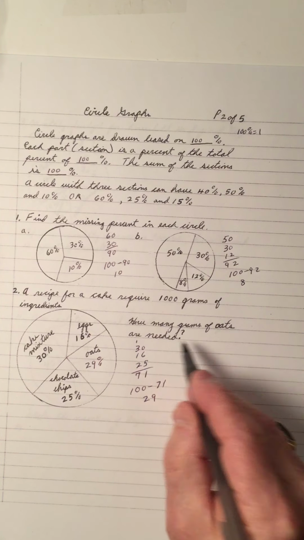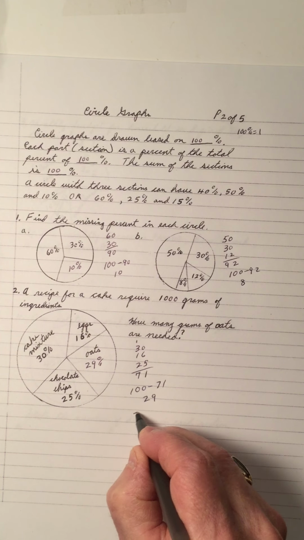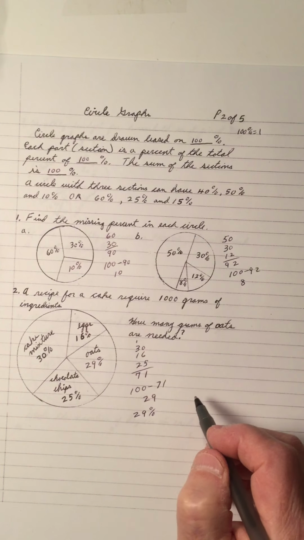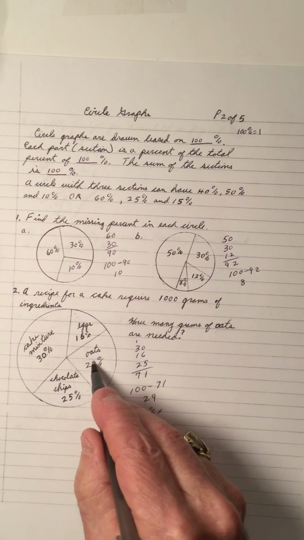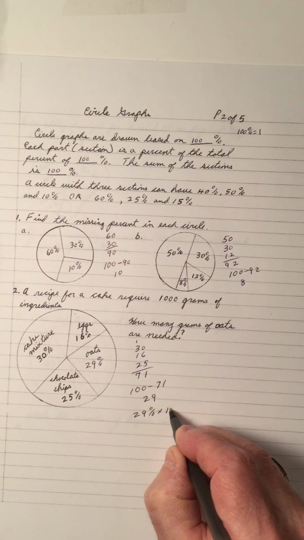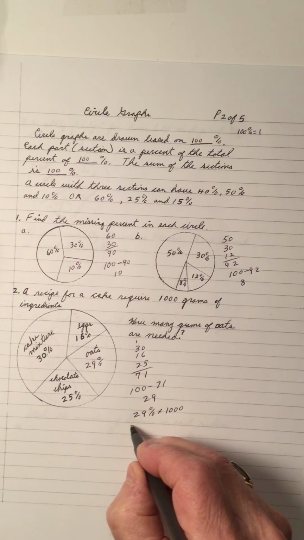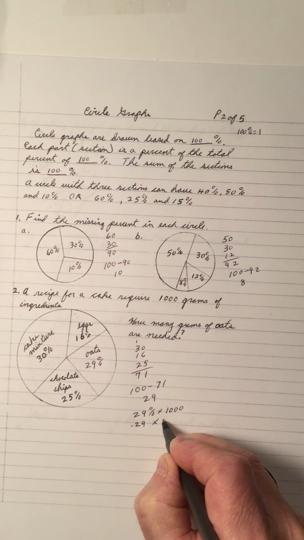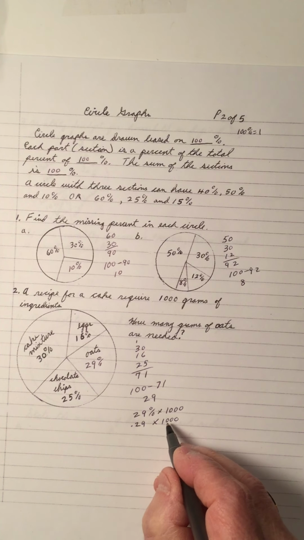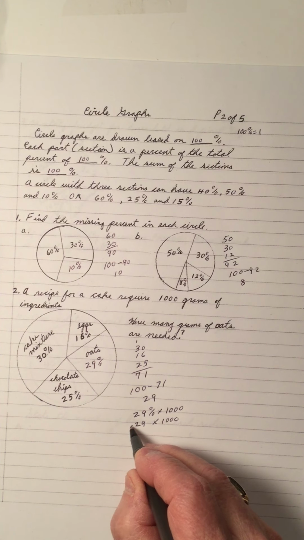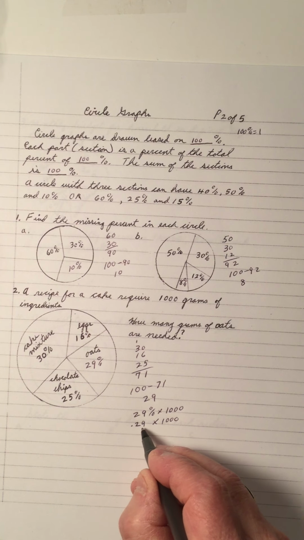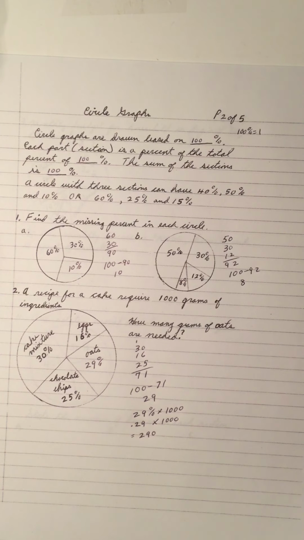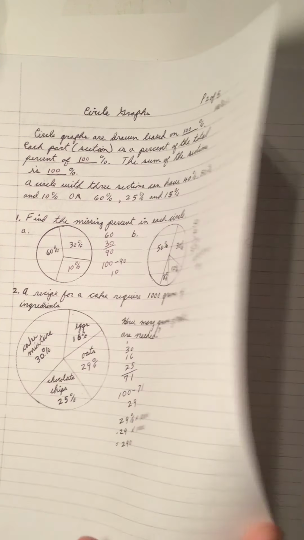How many grams of oats are needed? Well, if we have 29% of the whole circle, therefore you take the 29% and you multiply it by 1,000 grams. 29% to a decimal is decimal 29 times 1,000. When you multiply by 1,000, the decimal moves 3 places to the right, 1, 2, and 1 more 0. So that's easy to do without using a calculator. Okay, let's continue.